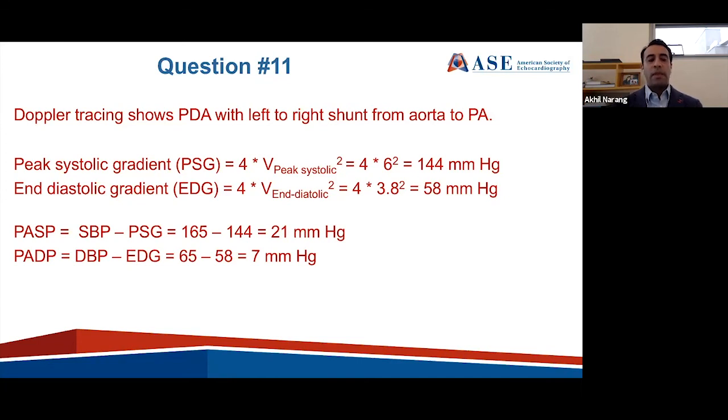In order to determine the PASP, we simply subtract the peak systolic gradient from the systolic blood pressure. This gives us 165 minus 144, 21 millimeters of mercury. And similarly, in order to determine the PA diastolic pressure, we subtract the end diastolic gradient from the diastolic blood pressure. And this gives an answer of 7 millimeters of mercury. So the correct answer, of course, is 21 over 7.